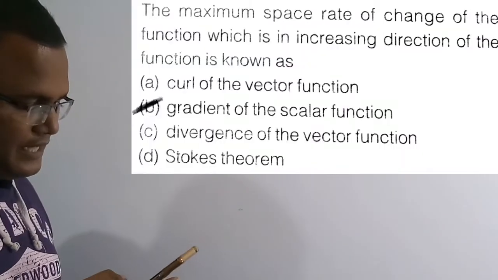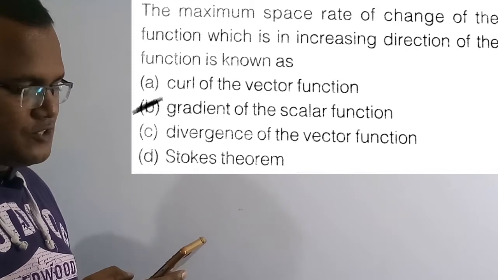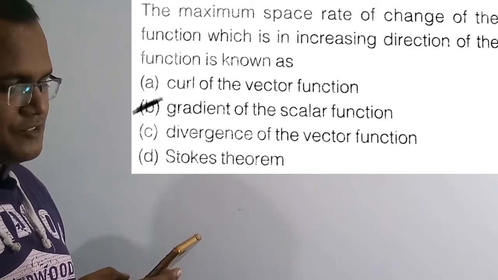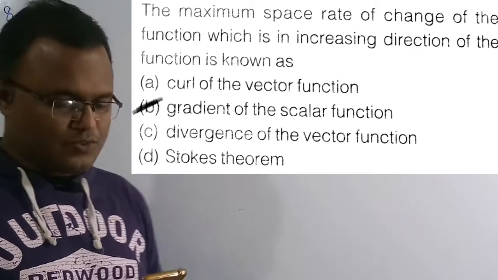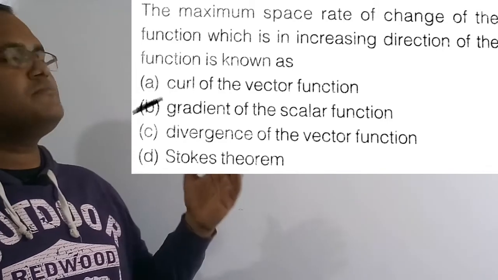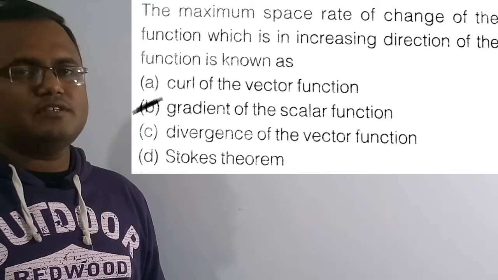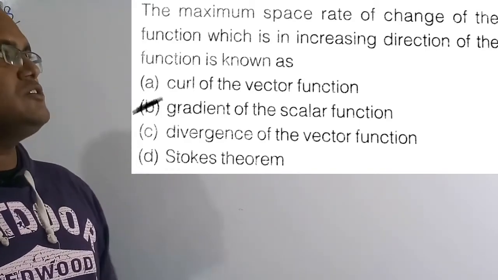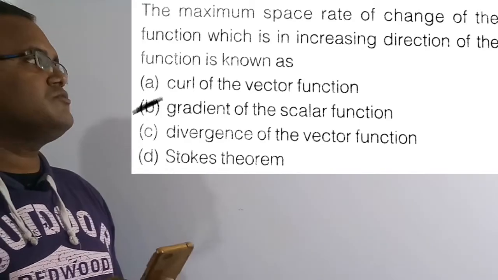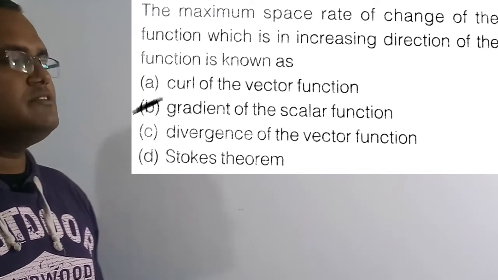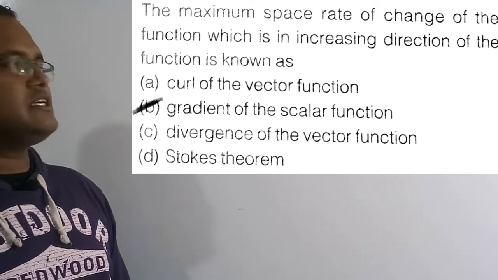So now we are going to solve the 8th question. See the question here. The maximum space rate of change of the function, in the increasing direction of the function, is known as. So in this question they are asking about the maximum rate of change, in which direction it is going to happen. So out of these, it is going to be defined by which quantity. Out of these 4 options, option B is the correct solution of this question, which is the gradient of the scalar function. So now we'll discuss this question.